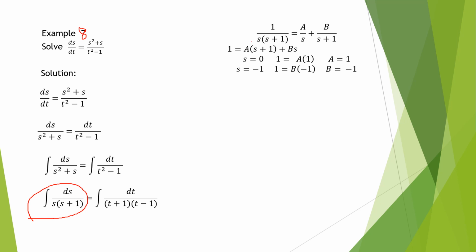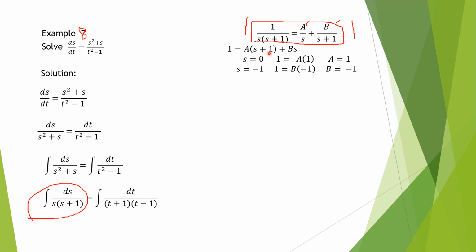This will have linear partial fractions with constants in the numerator. So this is A over s plus B over s plus 1. Multiplying by s times s plus 1, this simplifies to 1 equals A times s plus 1 plus B times s.